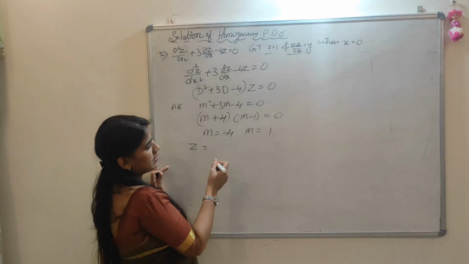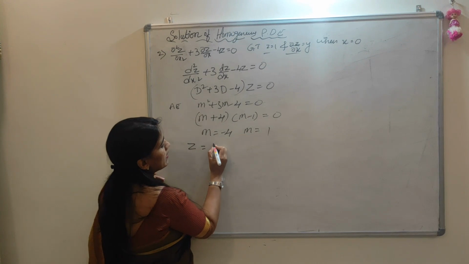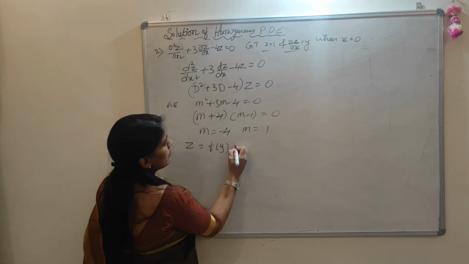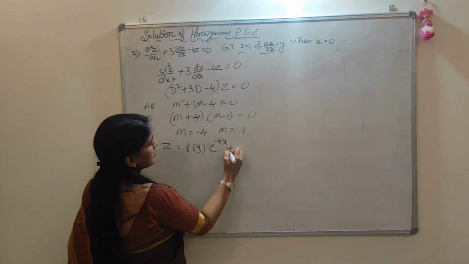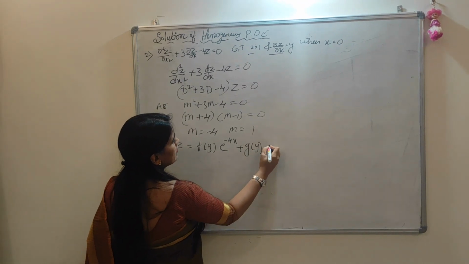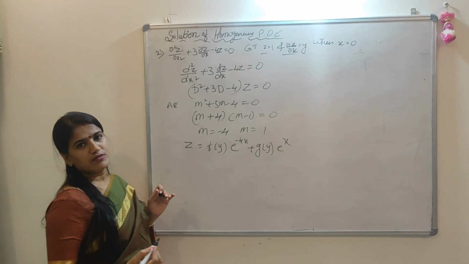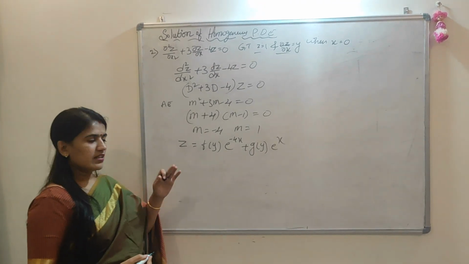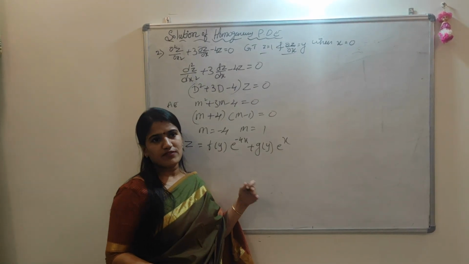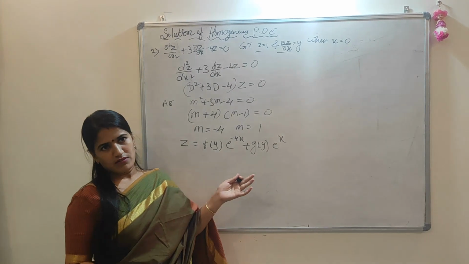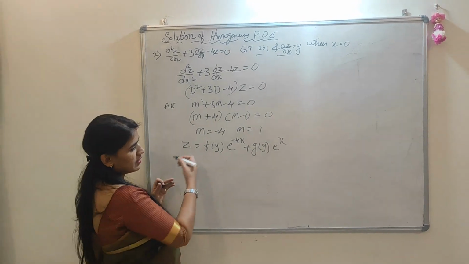the constants can be taken as functions of y. So z = f(y) e^(−4x) + g(y) e^(1x). Understood, the constants will be in terms of a function of y. Otherwise, you can take c1, c2, and then the final answer will be in terms of y only. Both are okay.